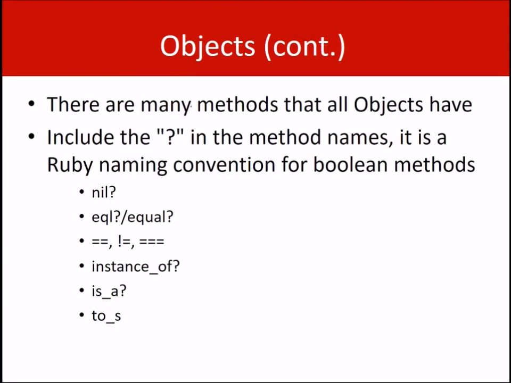There are many methods that all objects have. For example, you include this question mark in the method names, like this. It is a Ruby naming convention for Boolean methods. You place a question mark in the method names, and this is how Ruby knows that this is a Boolean method. See, this is the question mark.